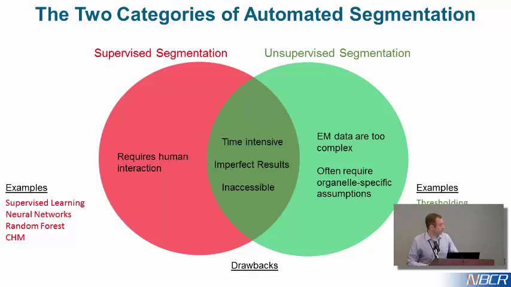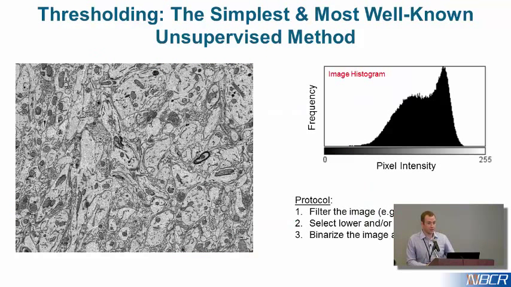So as I promised, here's an example where I've taken just a little tile from a whole serial block-face data set, and I'm going to try to threshold it. This is pretty much everyone's first approach at trying image segmentation automatically. You can see on the right already what the problem is. That histogram corresponds to that image. It covers almost the entire range of grayscale pixel values. So we're going to have a really hard time just delineating a set of pixel intensities that correspond to individual organelles.